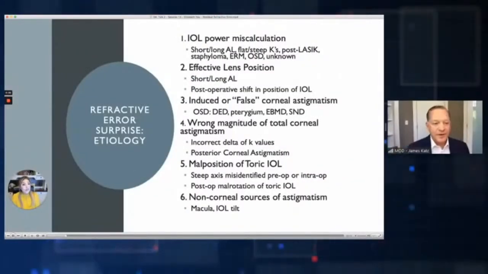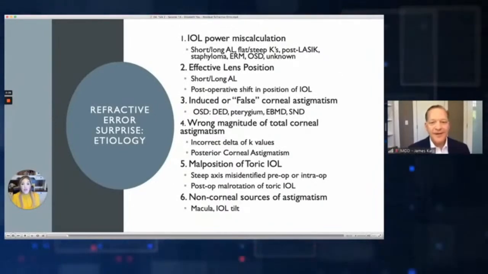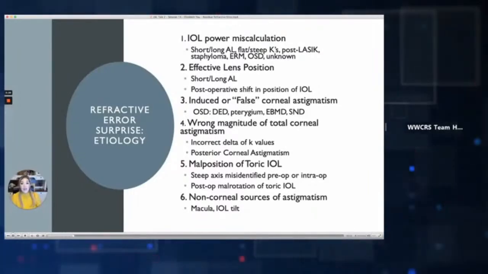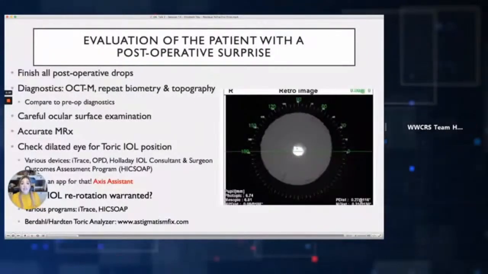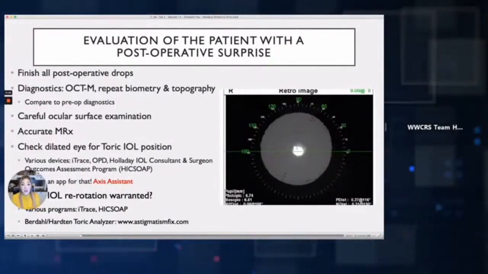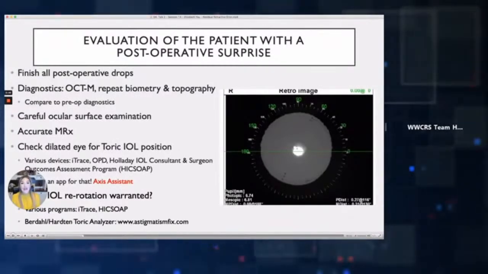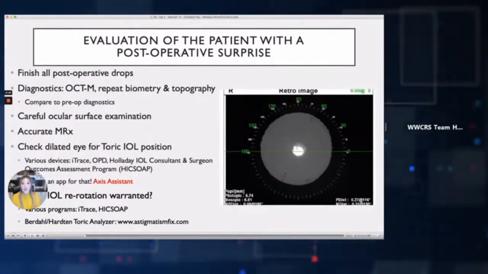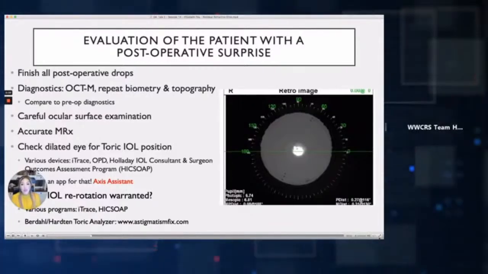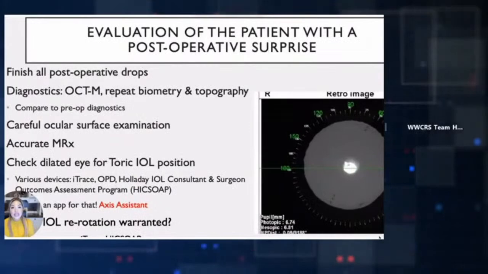There are so many different causes of residual refractive errors, whether it's going to be an IOL power miscalculation due to effective lens position, or toricity miscalculation, a post-LASIK eye, or malposition of a lens. All can result in that residual refractive error. What will be so important is evaluating that post-operative surprise. And this really means after the patient is completely finished with their actual medications and drops, you want to repeat all the diagnostics and compare pre to post, both topographies as well as any diagnostics of the macula.